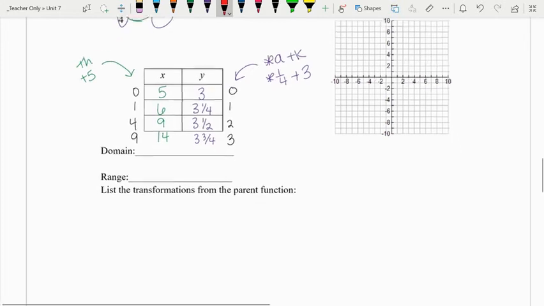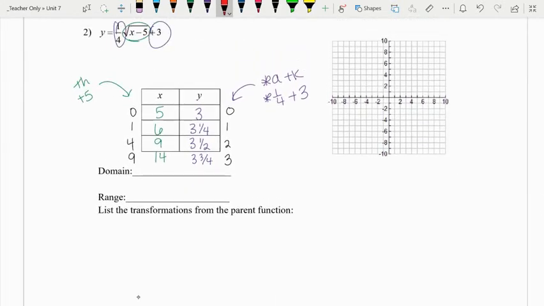I don't care if you put decimals, that's totally fine with me as well. So let's go ahead and graph this then. We have 5, 3, 6, and 3 1/4, 9 and 3 1/2, and just estimate it. So it's going to be going up much faster this time. So our domain farthest left is going to be our h value, which is 5. Farthest right is infinity. And for our range, our lowest is our k value, which is 3. Highest is infinity.